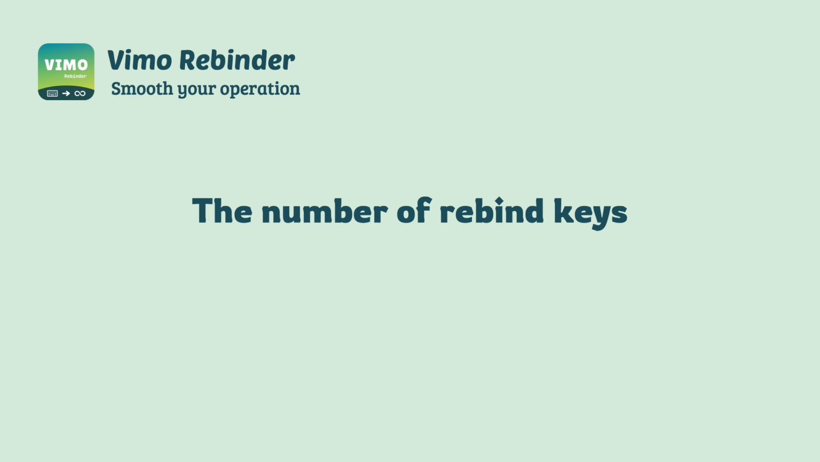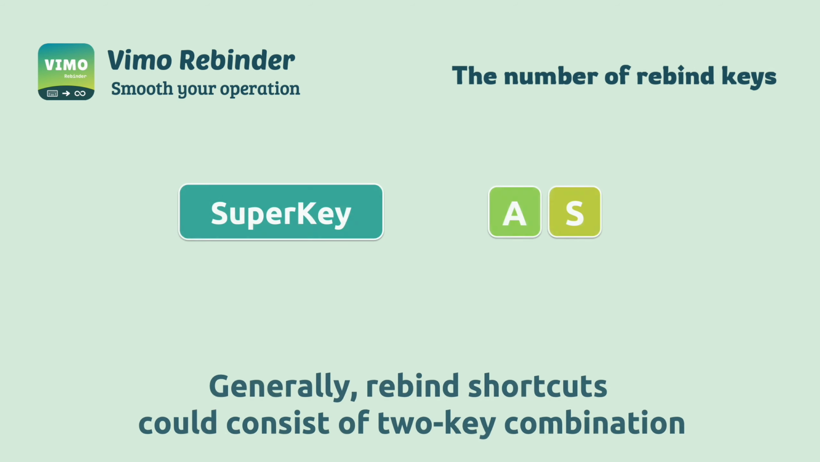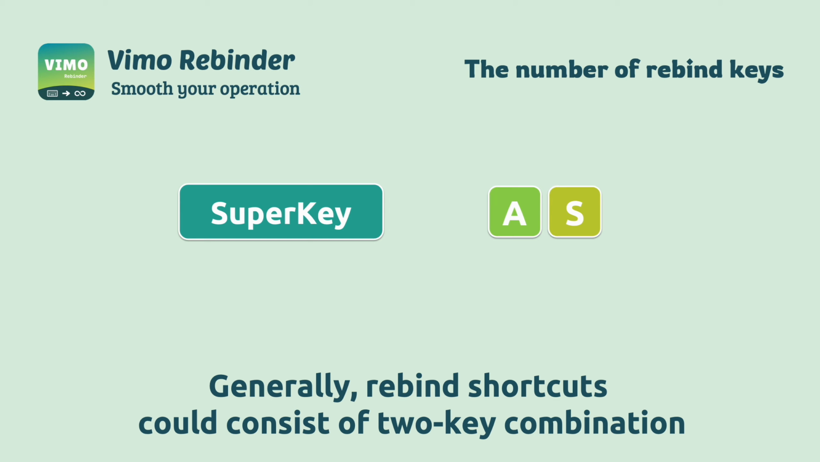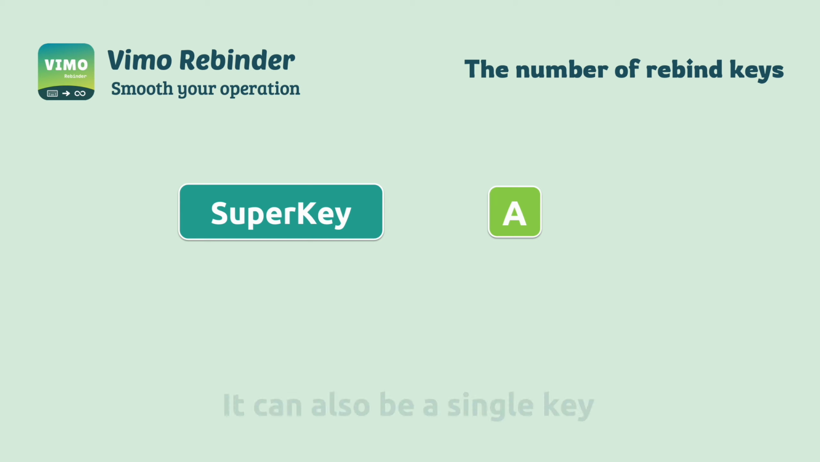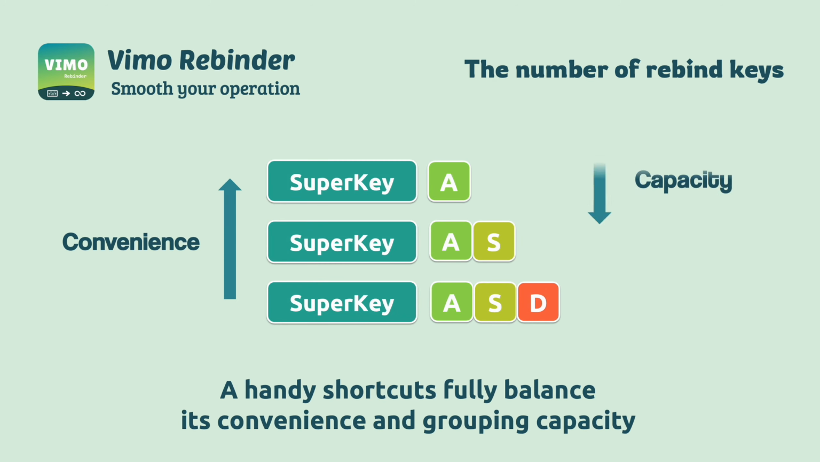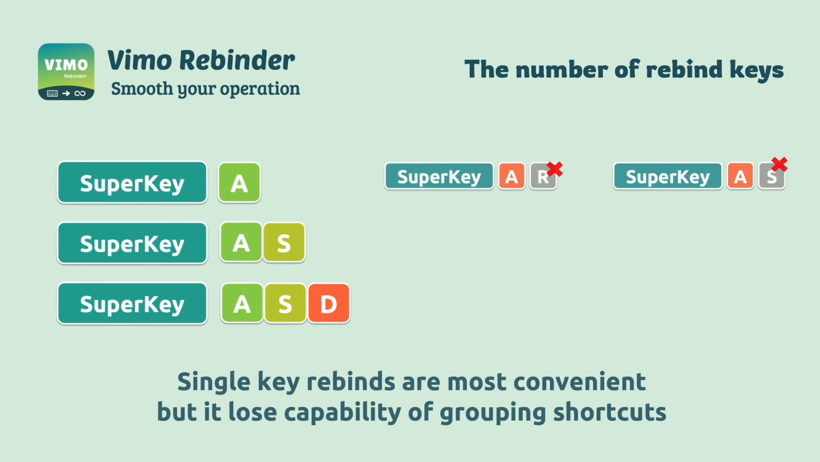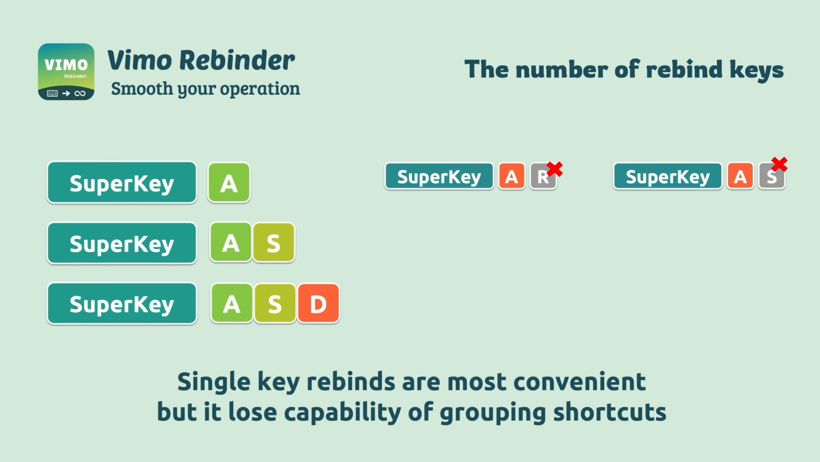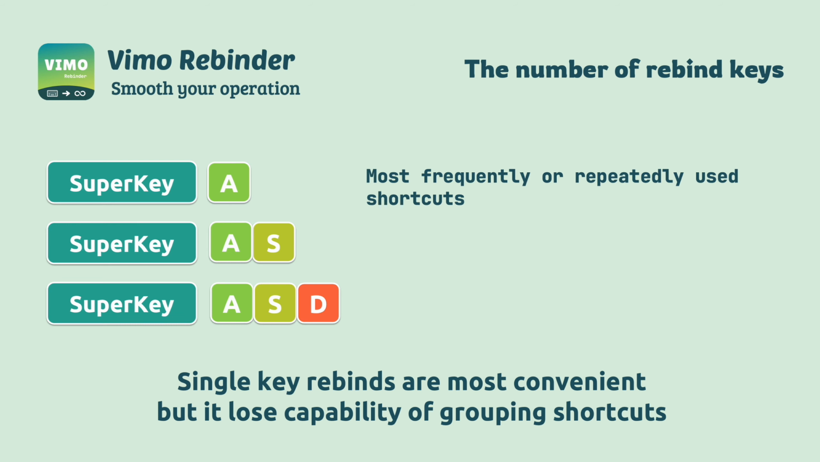Lastly, let's discuss the number of rebind keys. Generally, rebind shortcuts could consist of a two-key combination. This isn't the only option. It can also be a single key, or more keys in combination. A handy shortcut fully balances its convenience and grouping capacity. Single-key rebinds are the most convenient, but they lose the capability to group shortcuts. So, they are usually used for the most frequently or repeatedly used shortcuts or to mimic traditional shortcuts.